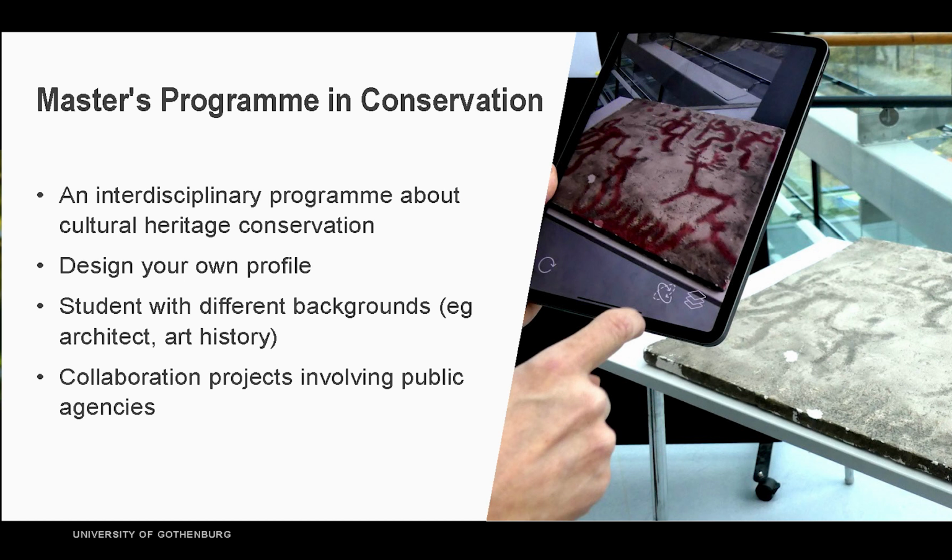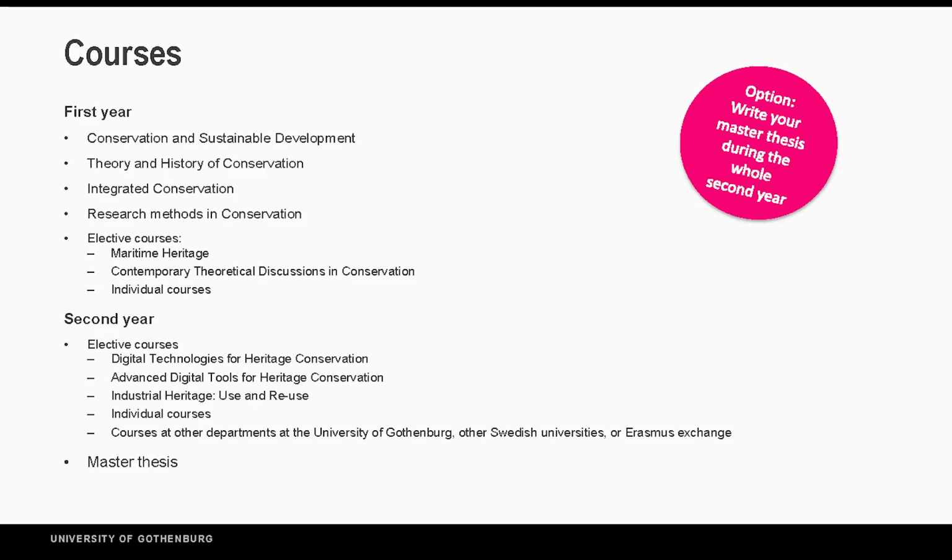The master's program in conservation that I'm responsible for depends on you having a certain interest in going in depth. We have some mandatory courses comprising 30 credits, and then you choose the rest of the course components depending on what kind of interest you have. We have optional courses in cultural landscapes, maritime heritage, and industrial heritage, but you could also have individual courses. We also have two very popular courses in digital technologies for recording and assessing cultural objects, including 3D scanning, digital photogrammetry, and 3D modeling.